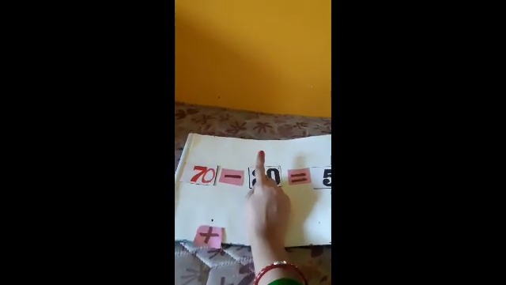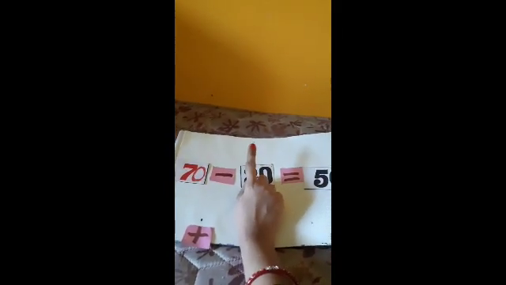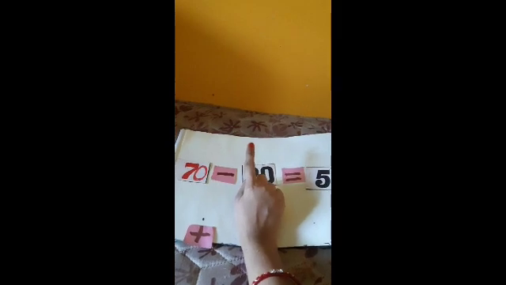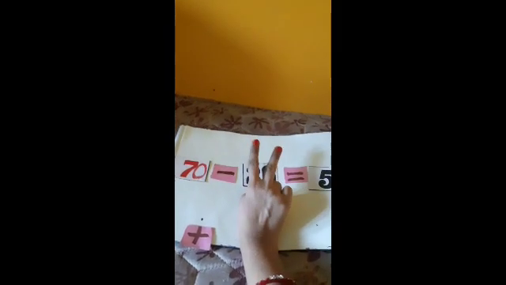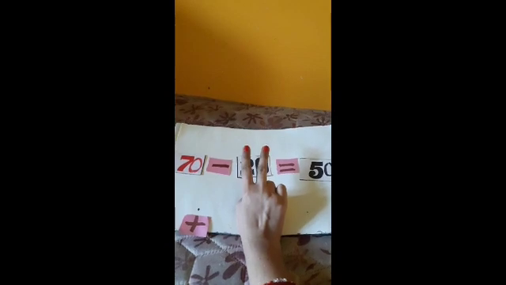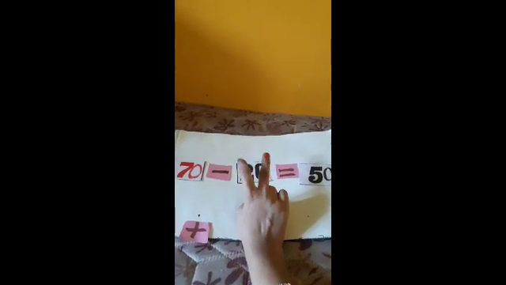Now 70 minus 20 will get you 50. Let us see. 70, backward counting to get the answer 50. This is in tens. Backward counting: 70, backward 10, 60, backward 10, 50. So 10, 20. If we subtract 20, we'll get the answer 50.